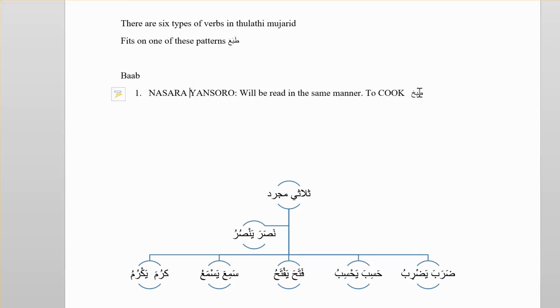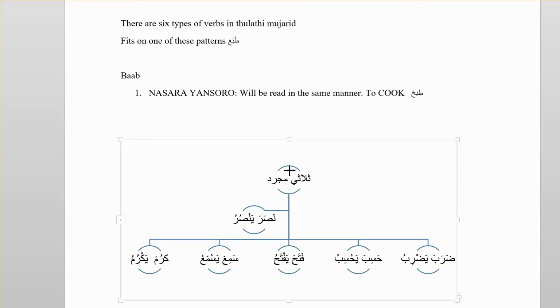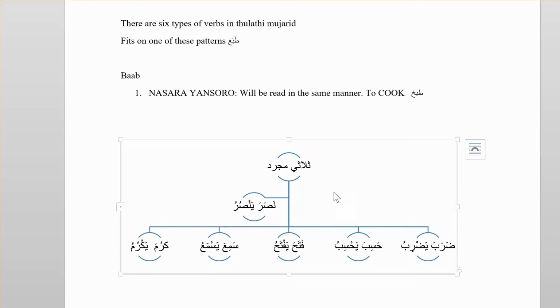The word will be tabakha, mazi, and now the mudari' will be what? Take a guess. Exactly. Yatbukhu. Why? Because it's on the bab of nasara, yansuru. So it would be tabakha yatbukhu. Okay? I hope now everyone got an idea of what we're doing here and what it means to put the words in a particular bab.